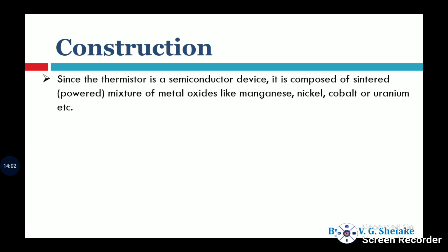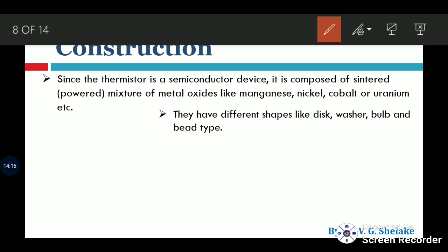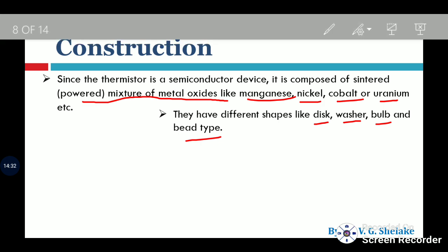We know that different types of thermistors are available, and generally NTC type thermistors are used. So this is constructed using semiconductor. It is composed of a sintered mixture, meaning a powdered mixture of metal oxides like manganese, nickel, cobalt or uranium, etc. They have different shapes like disc, washer, bulb and bead type.